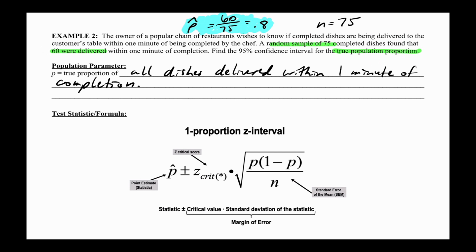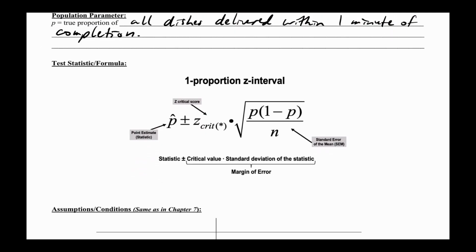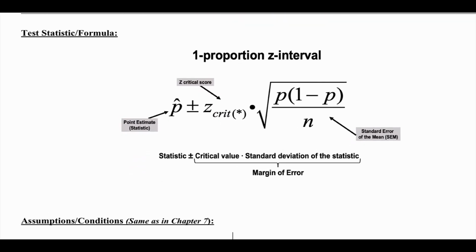Okay, we don't have that number. That's what I'm trying to do. I'm trying to create a confidence interval to figure out what that number is. Next one, test statistic formula. This is the formula we use. It's not all of it. Let me show you the formula. The formula is this part in yellow.